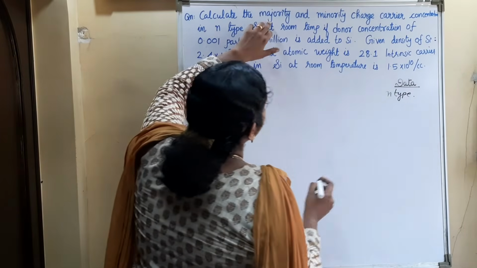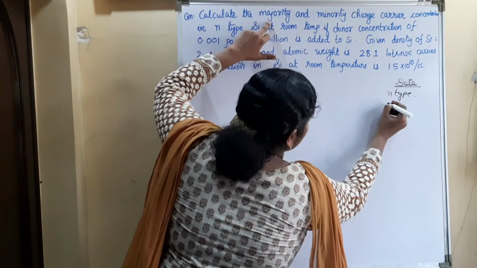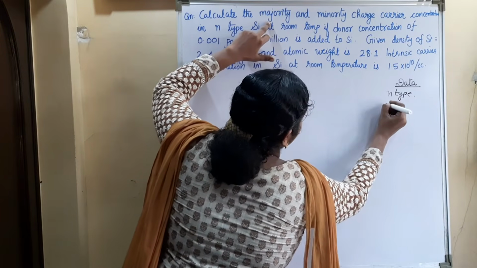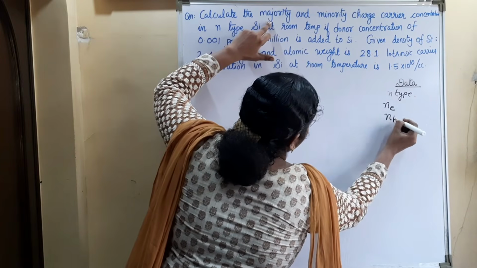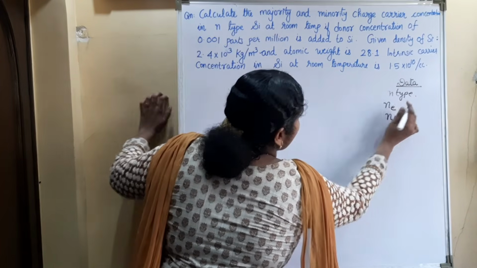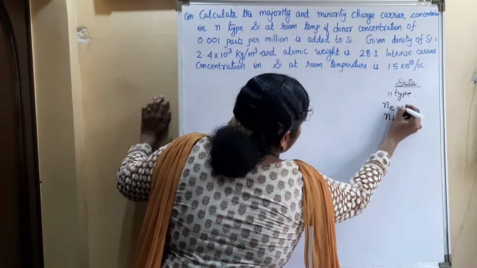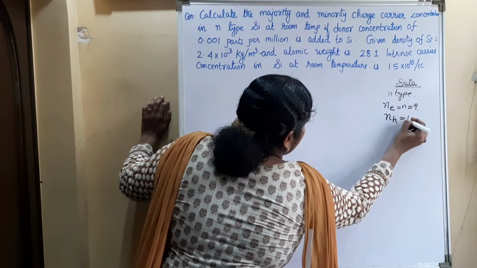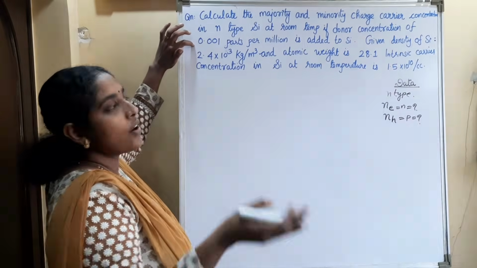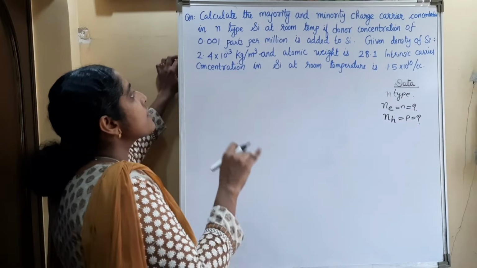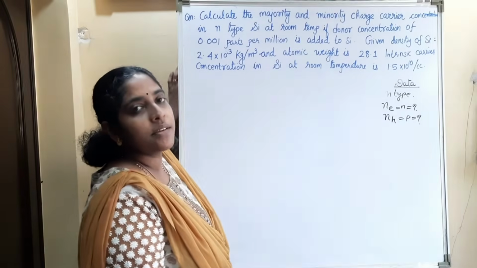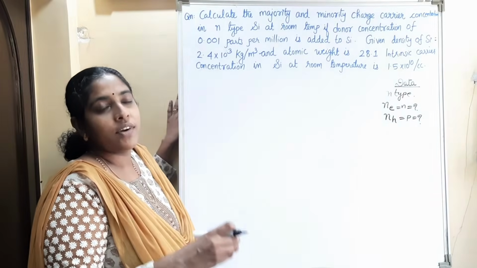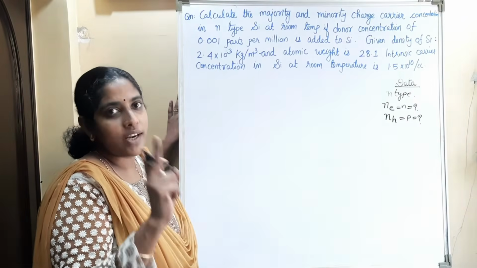So here we want to find out the majority and minority charge carrier in the N-type semiconductor. Of course the majority charge carrier is electron and minority charge carrier is hole. So we want to find out the electron concentration and hole concentration, that is n and p. It is given that the donor concentration of 0.001 parts per million is added to silicon. So if we add one atom to the semiconductor, one donor atom can donate 1 electron.